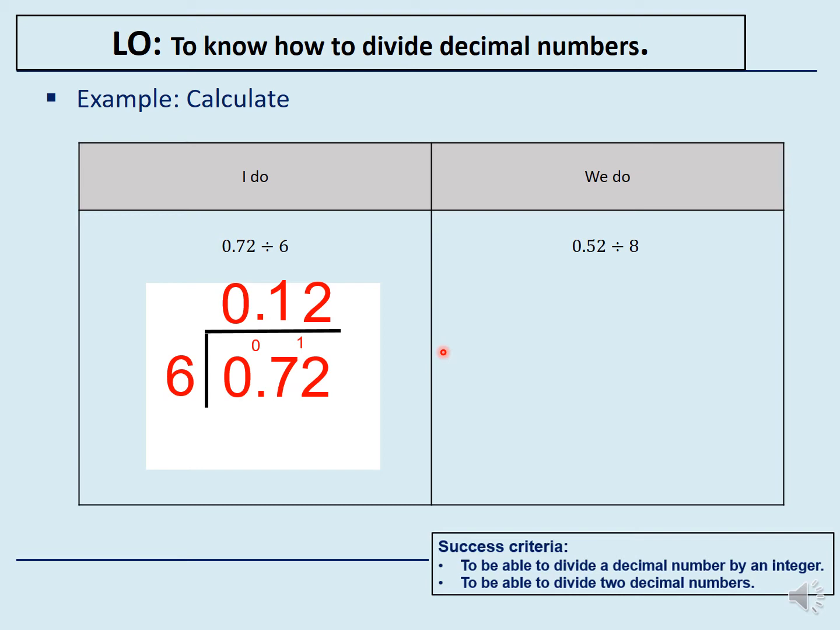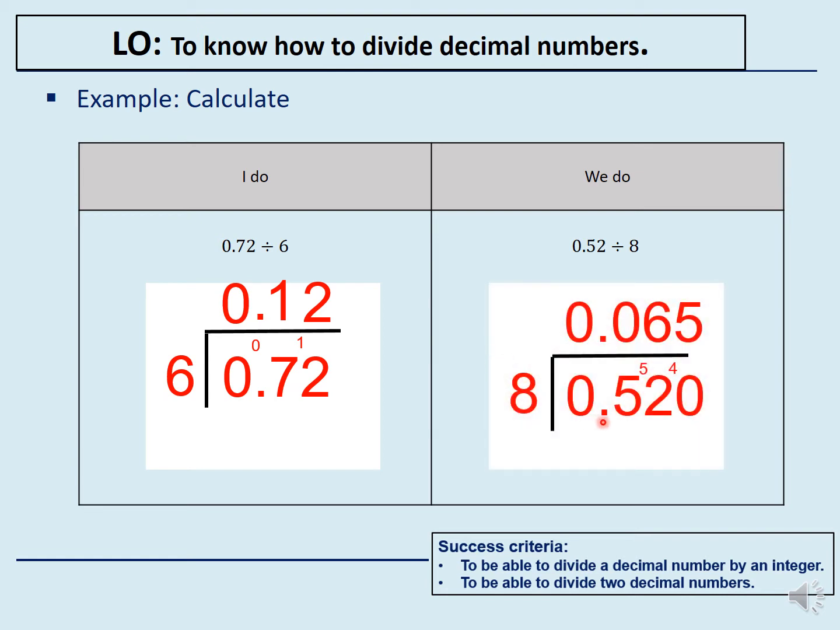Now let's go through the answers together. As we said, when we do the division, we write it in bus stop method. Then we check how many times 8 goes into 0, 0. We got to the decimal point, we put the decimal point up here in the answer. How many times 8 goes into 5? 0, 5 remainder. How many times 8 goes into 52?